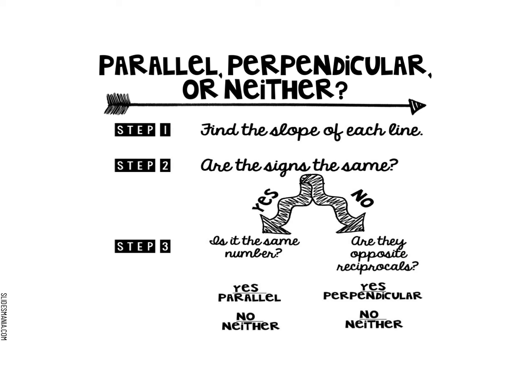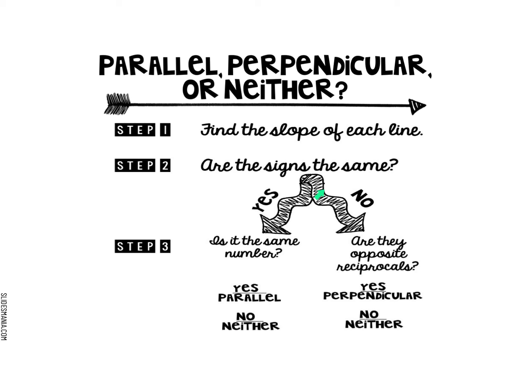On this slide, you'll see a little flowchart that helps you determine whether lines are parallel, perpendicular, or neither. So the first thing you do is find the slope of each line. You'll be given 2 lines, and then you look and see, are the signs of the slope the same? If yes, then we check to see, do the slopes have the same number? If they have the same number, then they're parallel. If they don't have the same number, they're not.